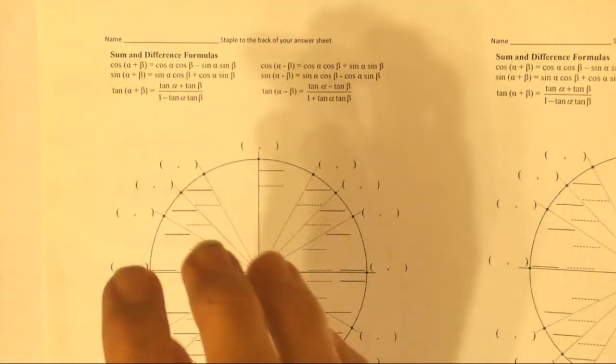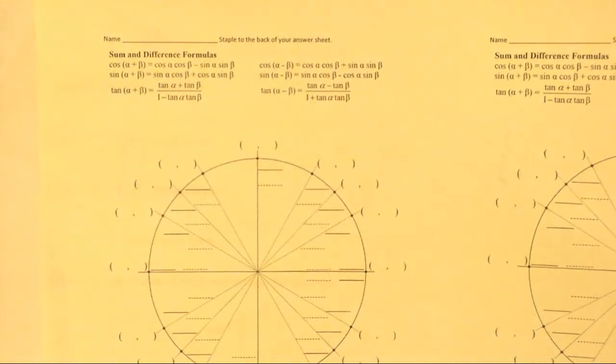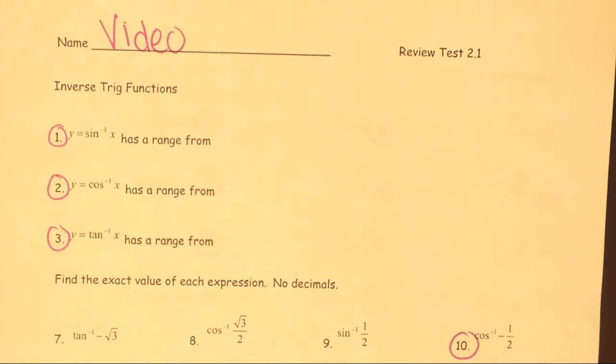So if it were me, I would walk in, I would sit down, and I'd start filling in my circle, and then I would add my 8 identities that I'm supposed to have memorized, anything about sine, cosine, and tangent inverse that you wanted, and maybe your x, y, r information.